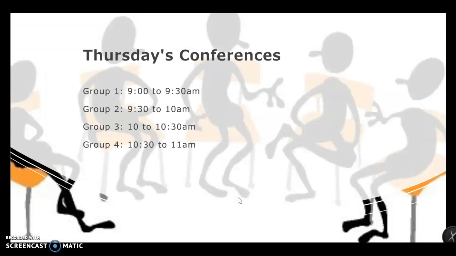Thursday's conferences: if you're in group 1, and again on the discussion boards I'll label it group 1 with the names, group 2 with the names, group 3 with the names. I'll have that all labeled so you'll know what group you're in and what time to come. Group 1 comes at 9, group 2 at 9:30, group 3 at 10, group 4 at 10:30. Make sure you're on time. We only have 30 minutes. We'll spend about 10 minutes per essay. And that will take the place of our Zoom time on Thursday.